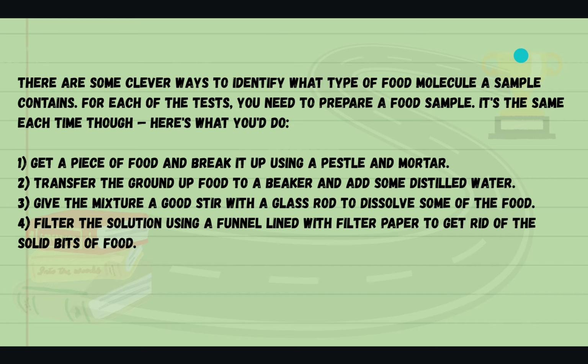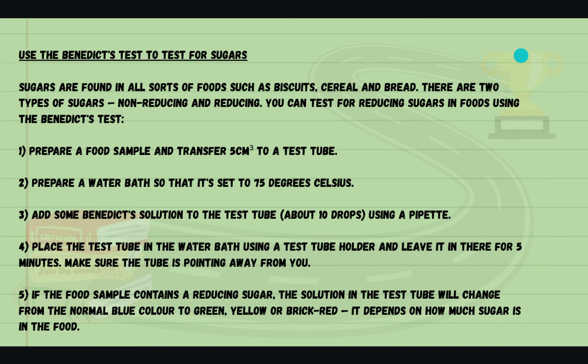Here's what you do. So you get a piece of food and break it up using a pestle and mortar. Transfer the ground up food to a beaker and add some distilled water. Then you give the mixture a good stir with a glass rod to dissolve some of the food. We then filter the solution using a funnel lined with filter paper to get rid of the solid bits of food.